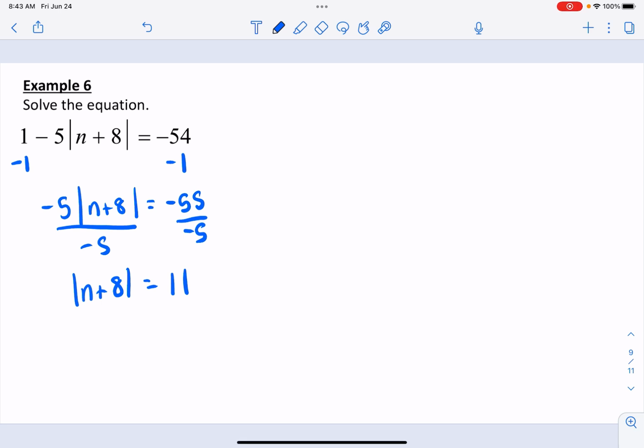Okay, so again, you have to understand that I had to isolate the absolute value sign. The 5 is being multiplied to that absolute value sign, so I can't subtract the 1 from the 5. The 1 is standing on its own. So now I set up my two equations, now that my absolute value sign has been isolated. I subtract 8 from both sides to get 3. I subtract 8 from both sides to get negative 19.